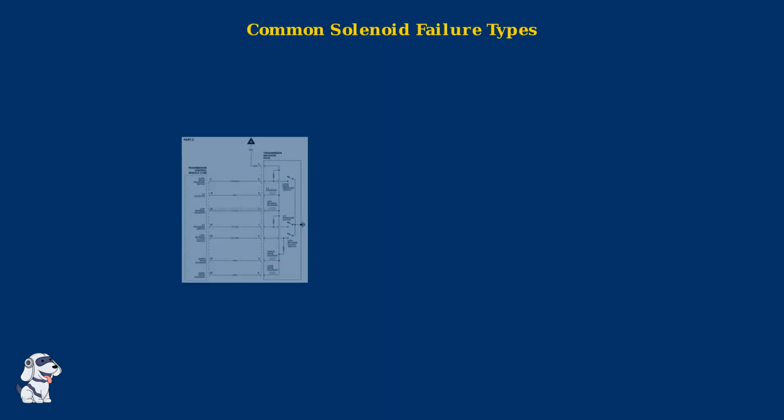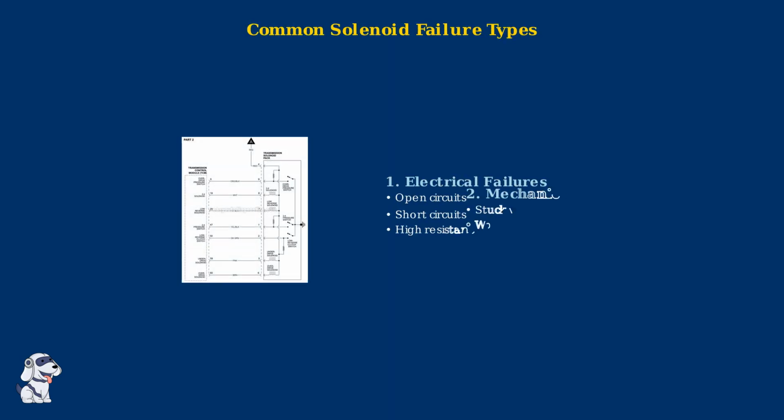Solenoid failures typically fall into two categories: electrical and mechanical. Electrical failures include open circuits, short circuits, and high-resistance connections. Mechanical failures involve stuck valves, worn seals, and debris contamination that prevents proper operation.